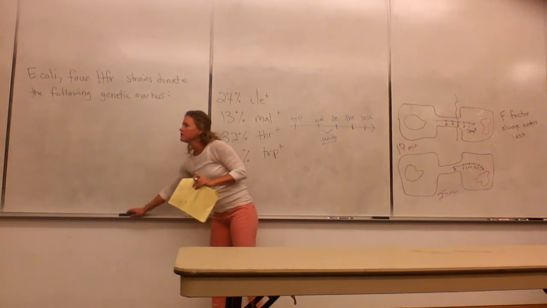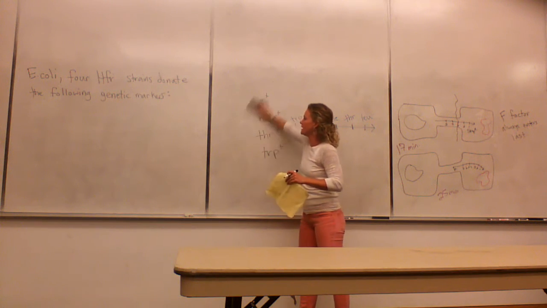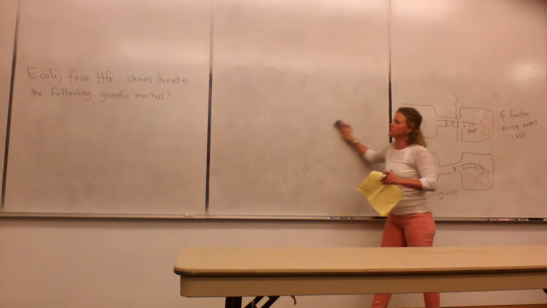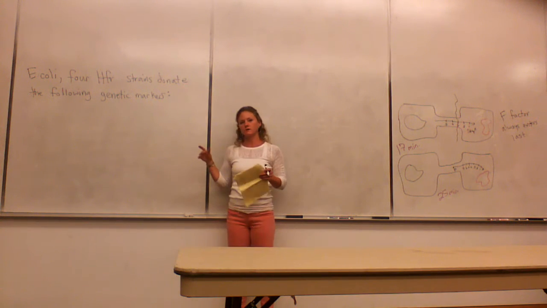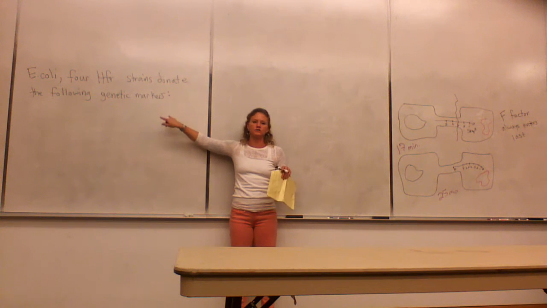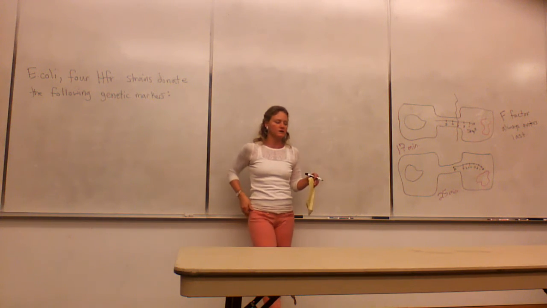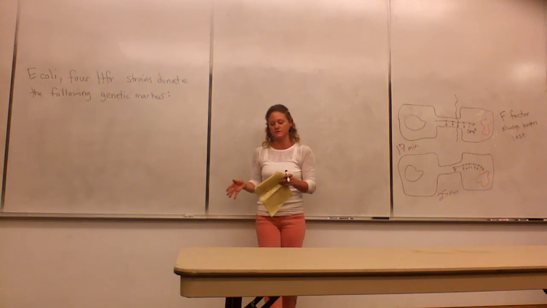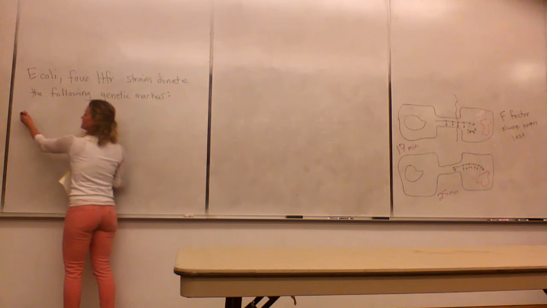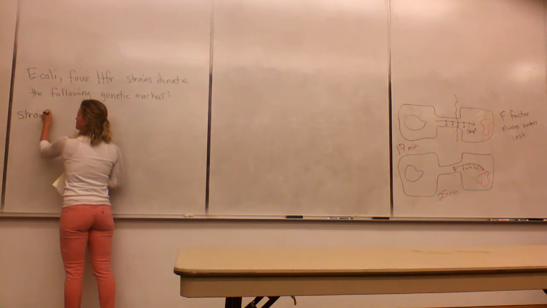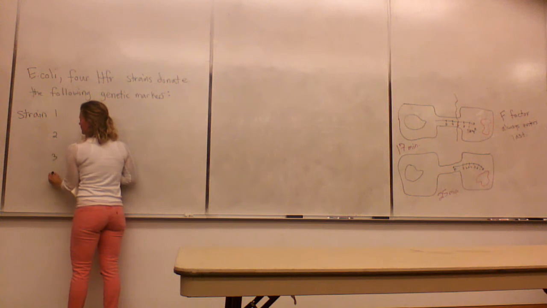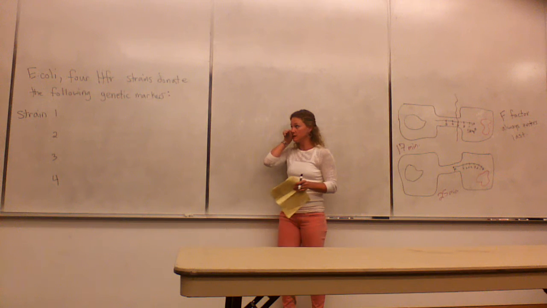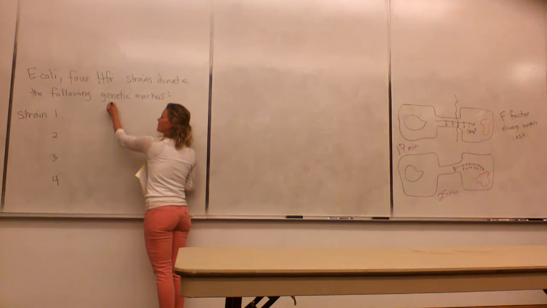Okay, so you're going to be given a table. You have 4 Hfr strains, and you know that they're donating a bunch of genetic markers. The reason I use the term genetic markers and not genes is that some of these might not be actual translated-product types of genes, but they're markers that we can track on the DNA. And you'll have a little chart that tells you strain 1, 2, 3, 4, and the markers that they donate, shown in the order that they're donated in.